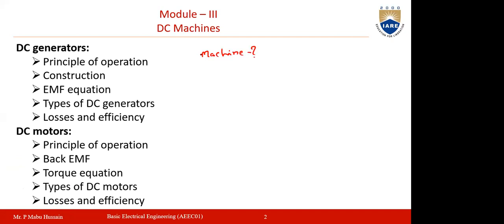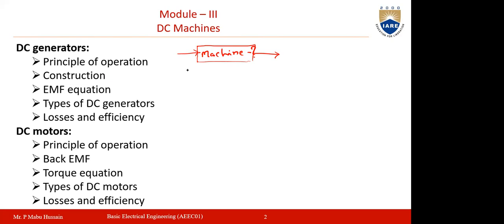So what is a machine? A machine is a device which performs a particular task, a particular given task, right? This machine will take certain input and give an output. So this machine will perform a certain work by taking certain input.